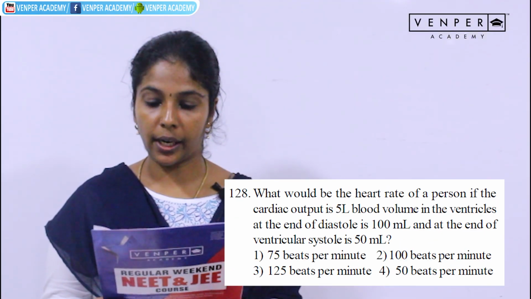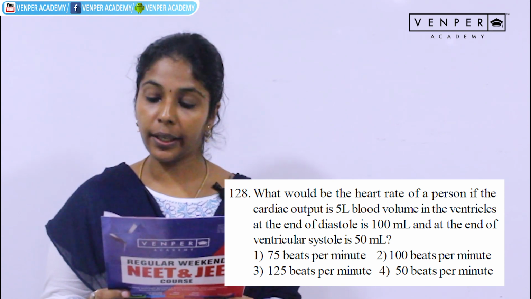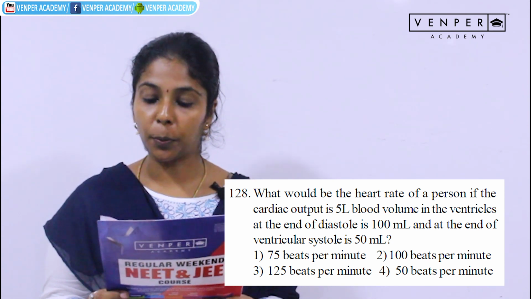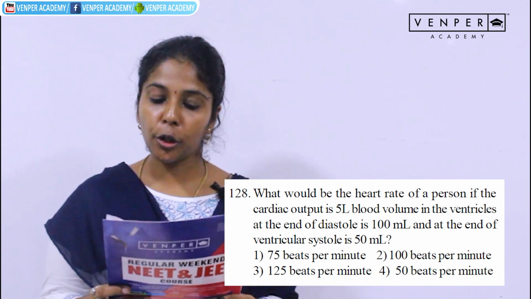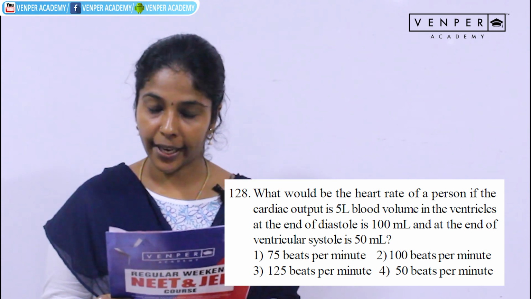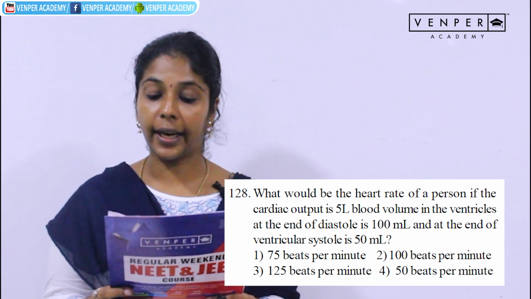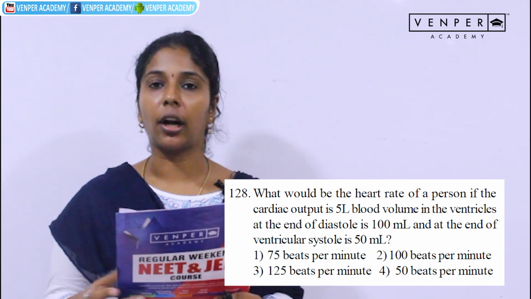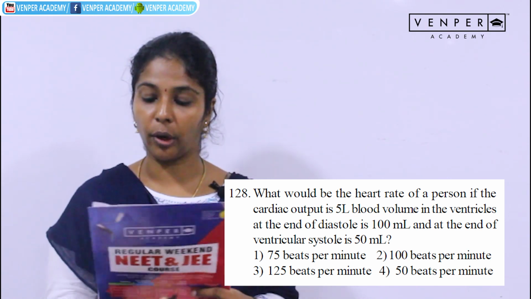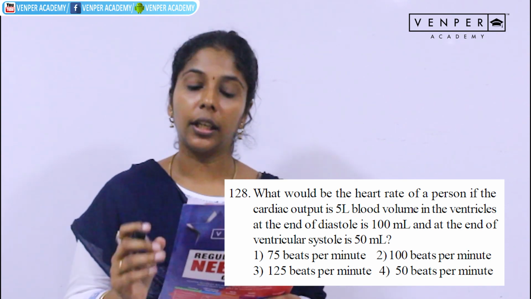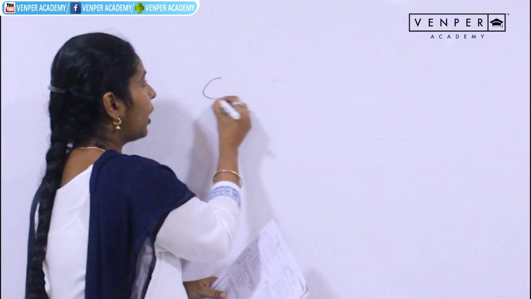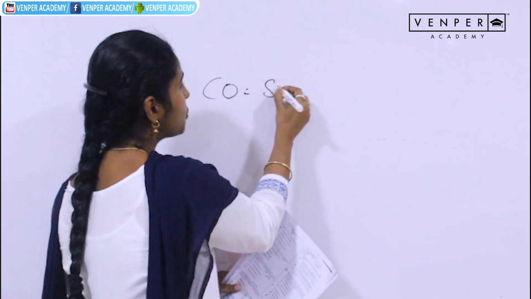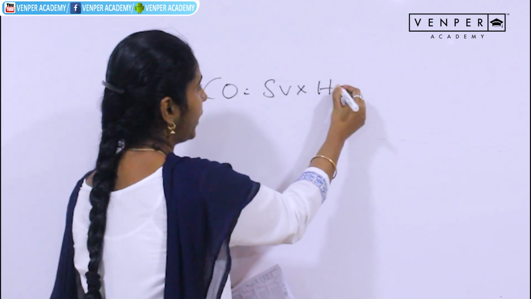Question number 128. What would be the heart rate of a person if the cardiac output is 5 liters, blood volume in the ventricles at the end of diastole is 100 ml and at the end of ventricular systole is 50 ml? Diastole is ventricular relaxation and systole is ventricular contraction. Here we have to use a formula: cardiac output is equal to stroke volume times heart rate.